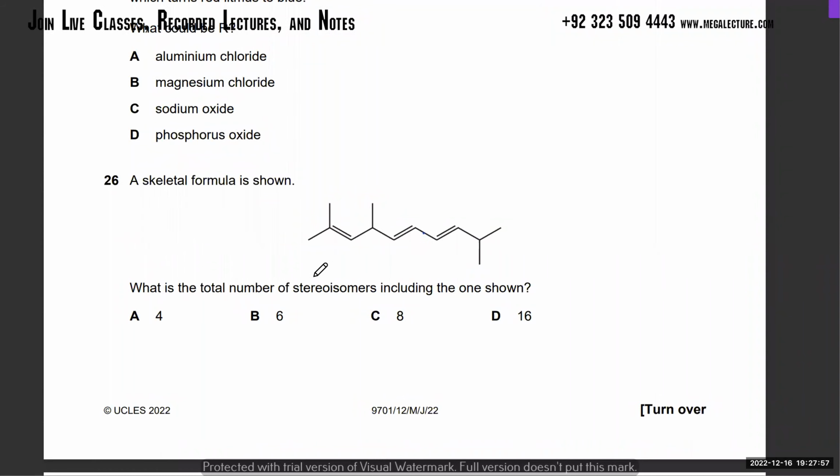Skeletal formula. What is the total number of stereoisomers, including the one that is shown? So how many total stereo? Stereo means geometric, right? You've got a double bond. If you have a double bond and there are different groups attached on both sides, for example, Cl and H and Cl, you'll have two geometric isomers, which are known as cis and trans. This one is the cis version.